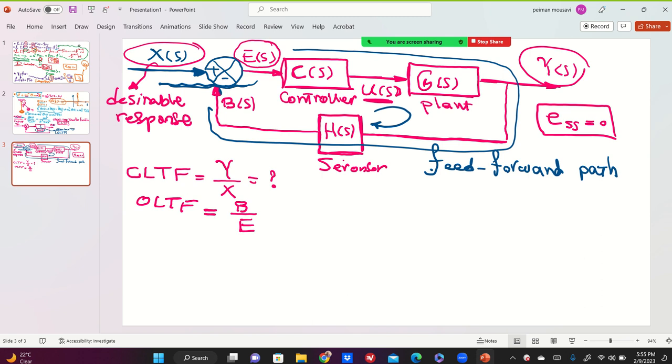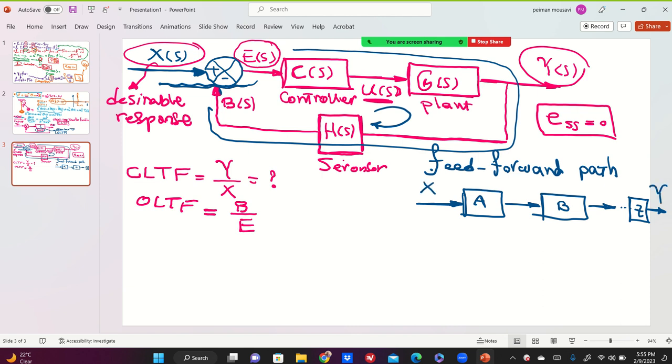So you see that B over E is, but before that, let me teach you some rules in the block diagram. If you have blocks A, B, up to Z in series, and here is X, Y, this is how we deal with the block diagram. Y over X is the multiplication of A, B, C up to Z, or Y equals X times A, B, C up to Z. Clear, guys? Yes?